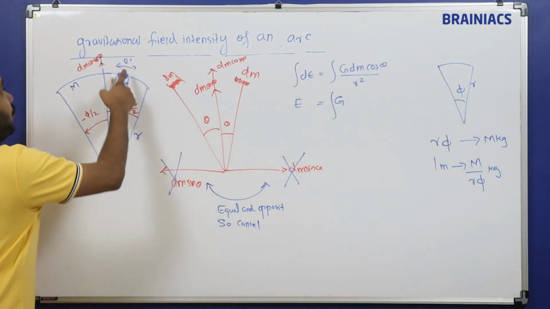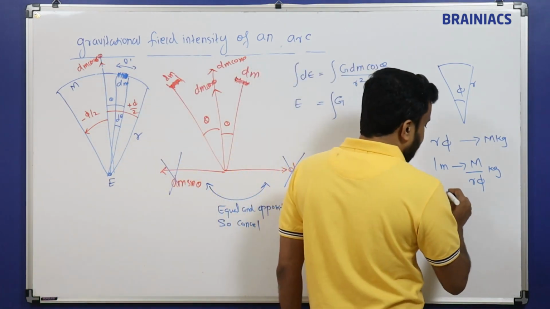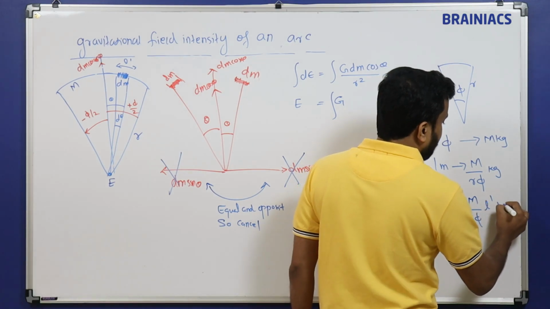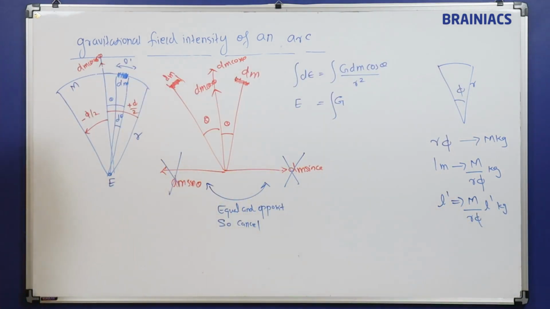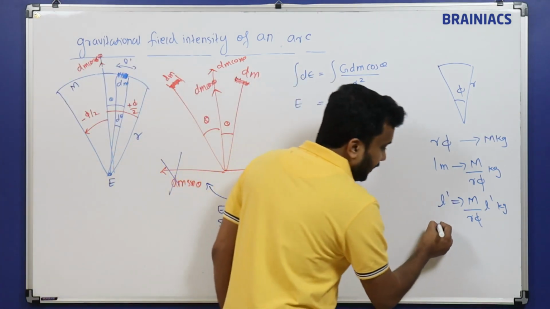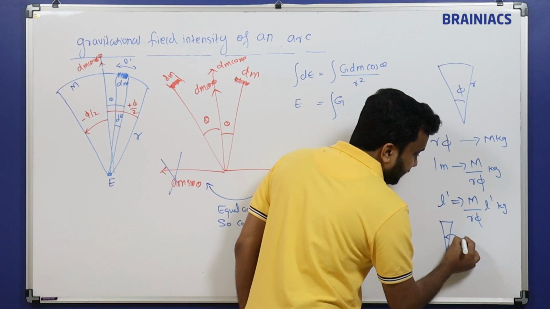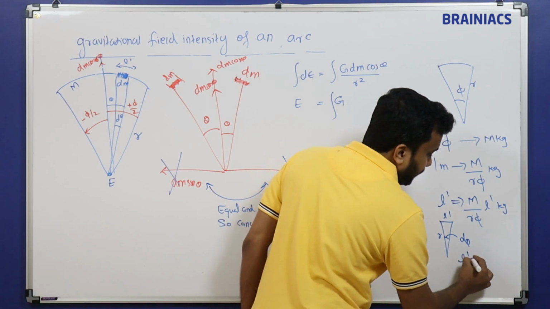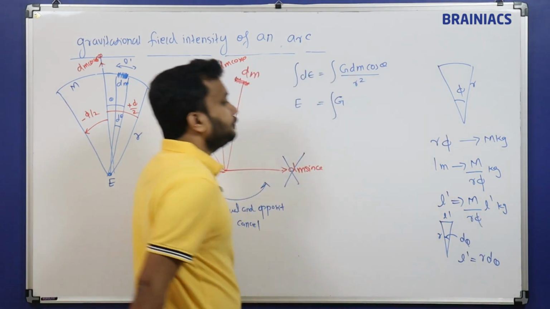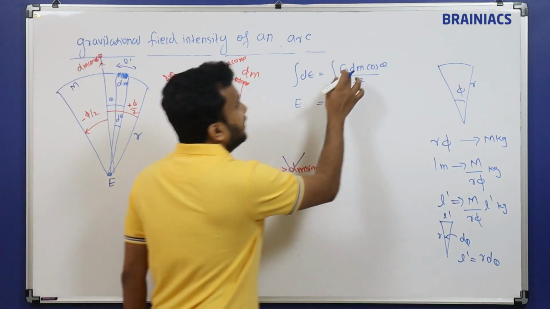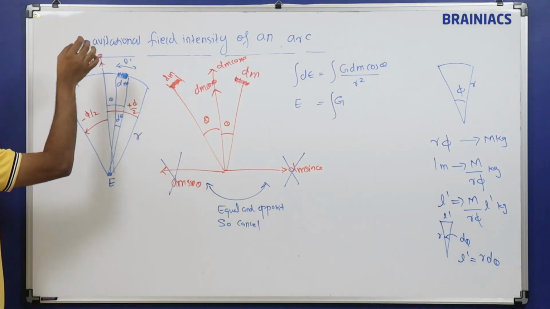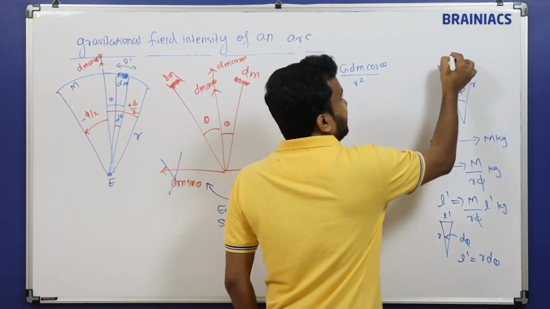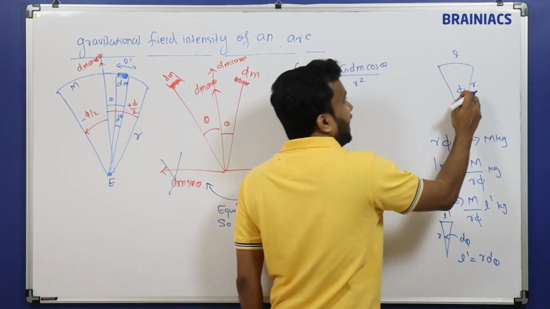What is our length? I told you our length is called L dash. So L dash length will have M divided by r phi into L dash kilogram. What is L dash? L dash is arc length. So we have a small piece here, and this angle is called d theta, and this is r, and this is called L dash. So L dash will be equal to r d theta. We can substitute. For our dm, this is the mass and its length is L dash. Arc length is equal to angle into radius.